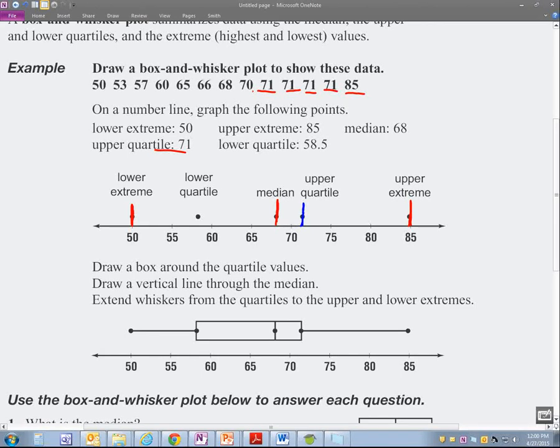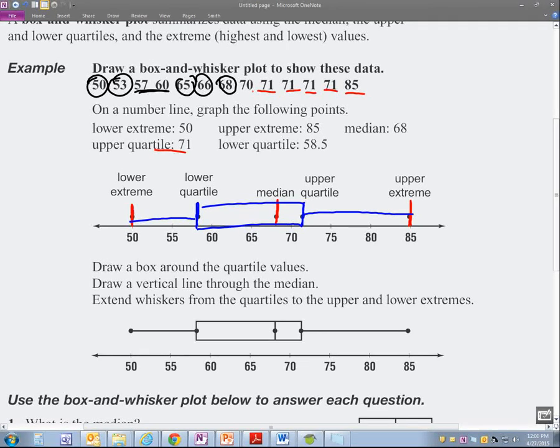So our median is, oh, that's why, 68. So it's going to be between these two. Boom, boom, boom, boom. And then we find the halfway between those two, and that's going to be 58.5. There we go. Much better. So then I'm going to make that actually a box, and then I'm going to connect those two here. And that's how you do a box and whisker plot from that information.